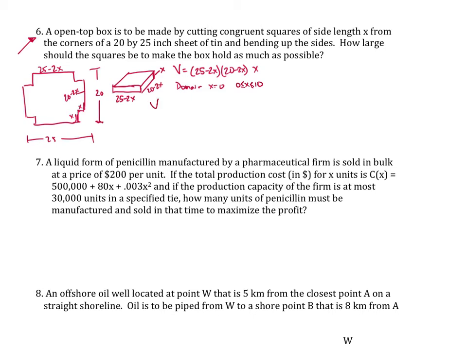Now, I'm going to tell you something. This is much easier to take the derivative of if you first FOIL this whole thing out, and I've already done that for you: 4x cubed minus 90x squared plus 500x. Now we can take the derivative because we want to maximize it, right? Taking the derivative will yield 12x squared minus 180x plus 500. Set this equal to 0.